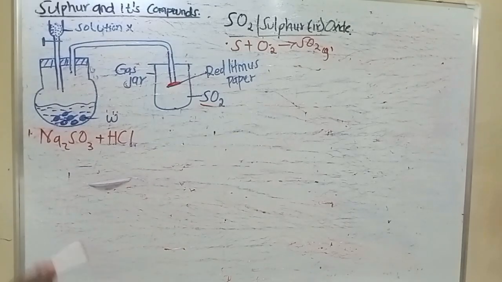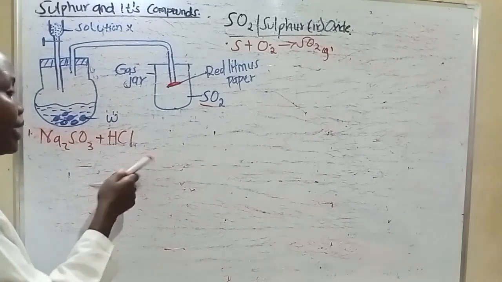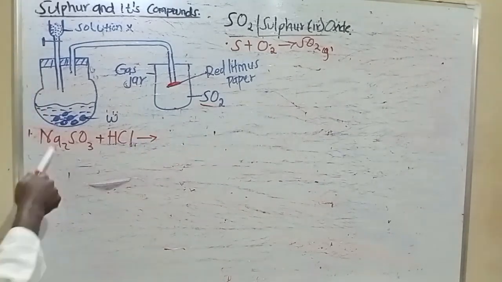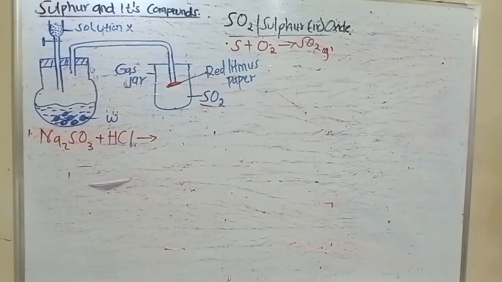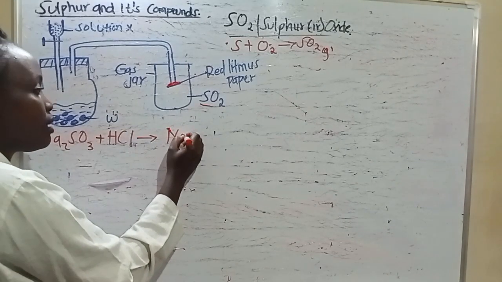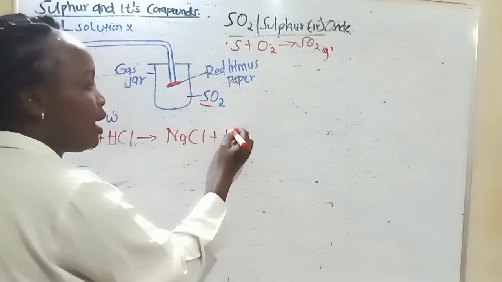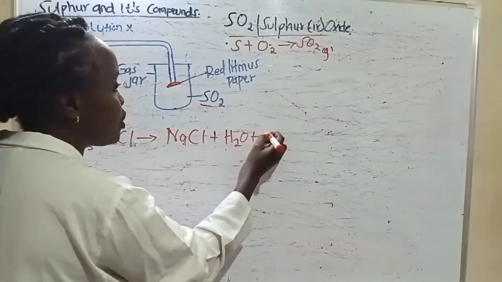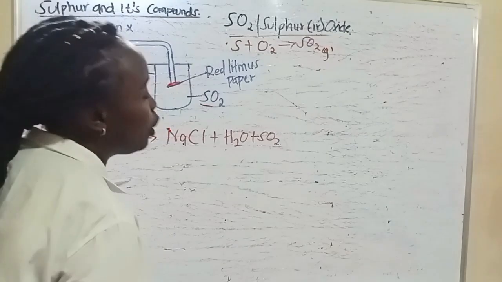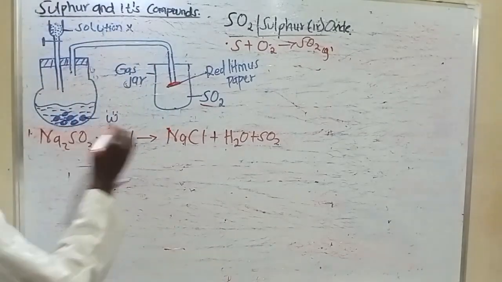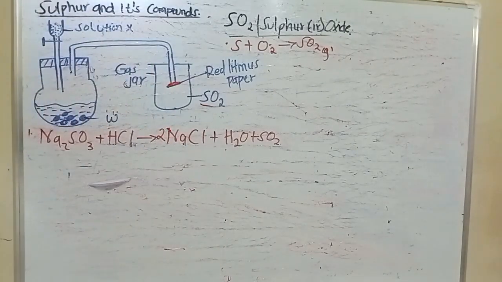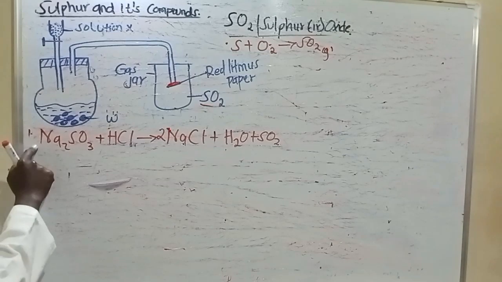If you react sodium sulfite with hydrochloric acid, you're going to form a salt which is going to be sodium chloride, water, and sulfur dioxide. When you balance the equation, you're going to balance by putting a 2 there. So this is one of the methods you can use.